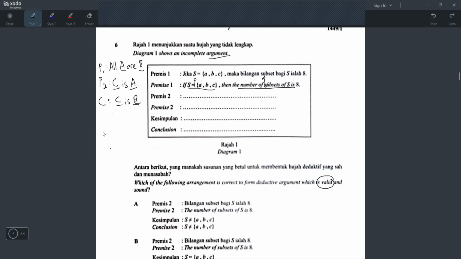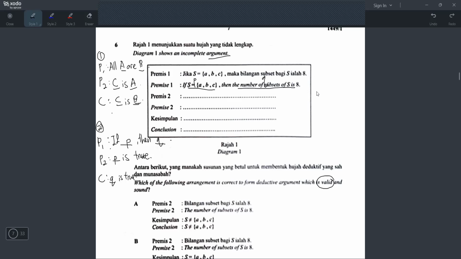Okay, the first format. The second format, I'll just call it type 1, type 1. And then this one is type 2, where you have premise 1, which is if P then Q. And then premise 2 will be P is true. And then the conclusion will be Q is true. So this is how the type 2 format looks like.